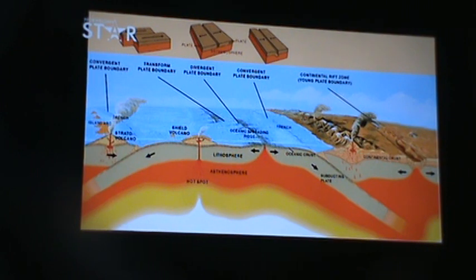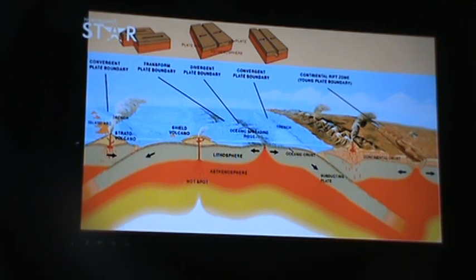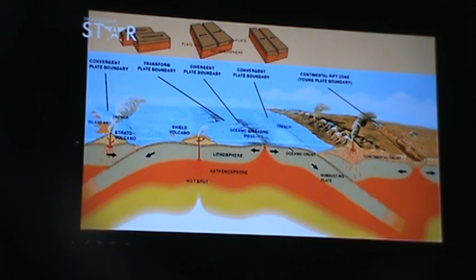So if you look at this diagram, is that visible, going back and forth? This is a different computer.